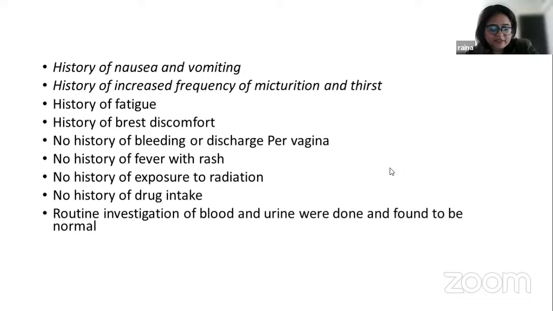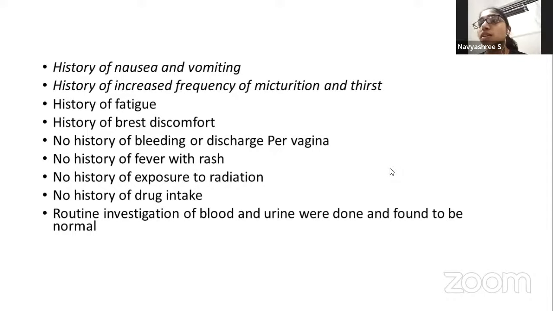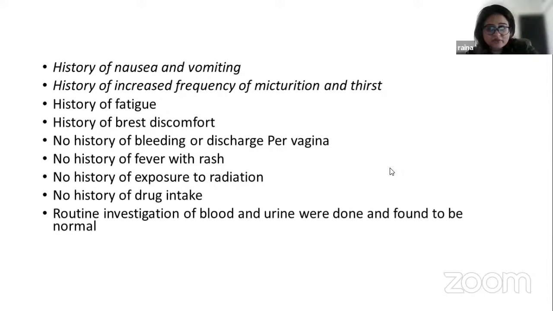Why rubella? Why varicella? Rubella, what are we worried about if she has rubella in pregnancy? Will we be worried or not? Yes, congenital rubella syndrome. Okay, so rubella, remember, is a complete teratogen. So if a woman is infected with rubella in the first trimester, 90% risk is there that the baby will have congenital rubella syndrome.